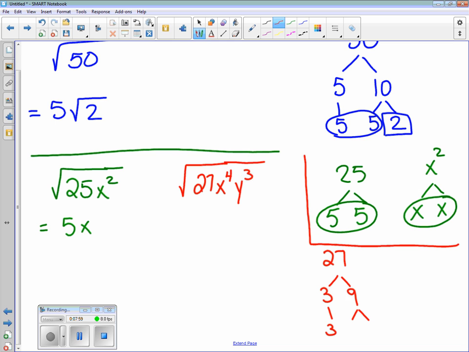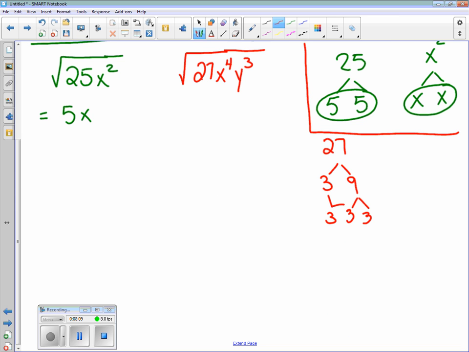3 times, what's the factors of 9? 3 and 3, all right? And I'm down to my prime numbers. I'm looking for a pair, which I have a pair, but I have something left over, don't I? So the pair comes out, and I have something left over. I have a 3 left over, so it stays under the radical. We're good so far.